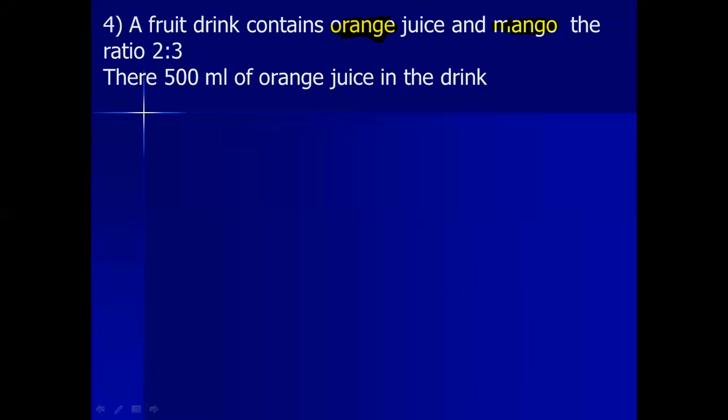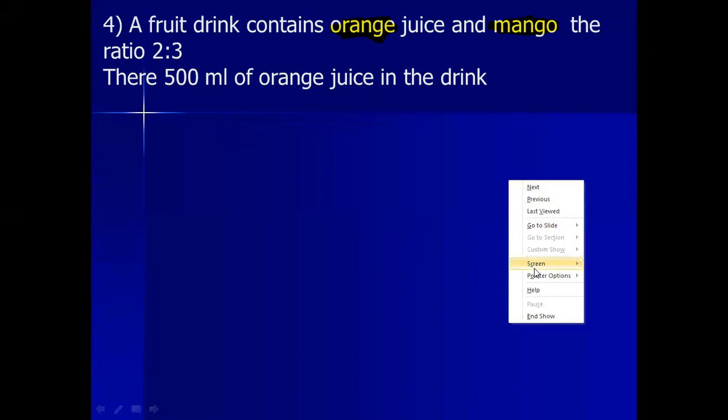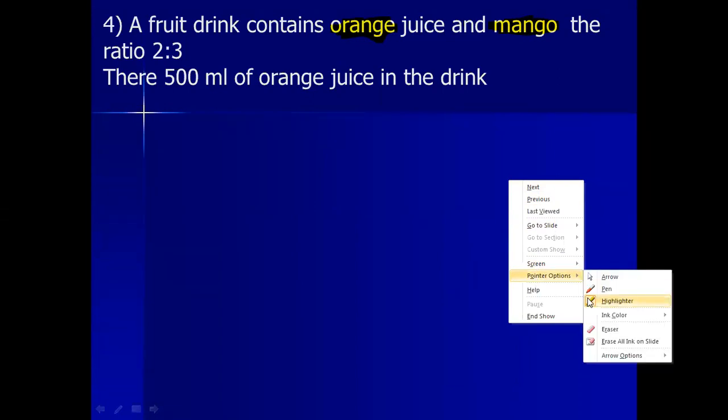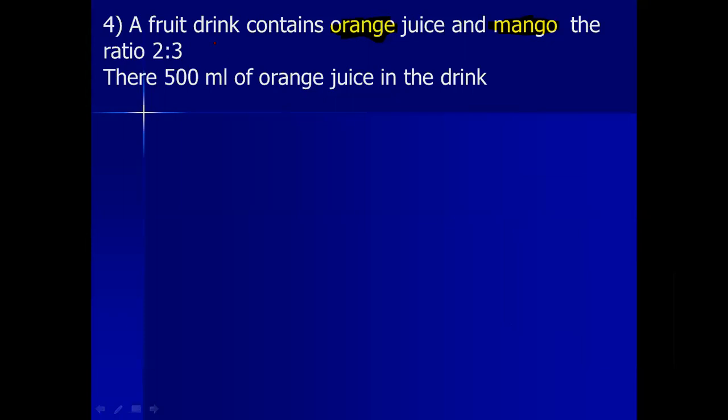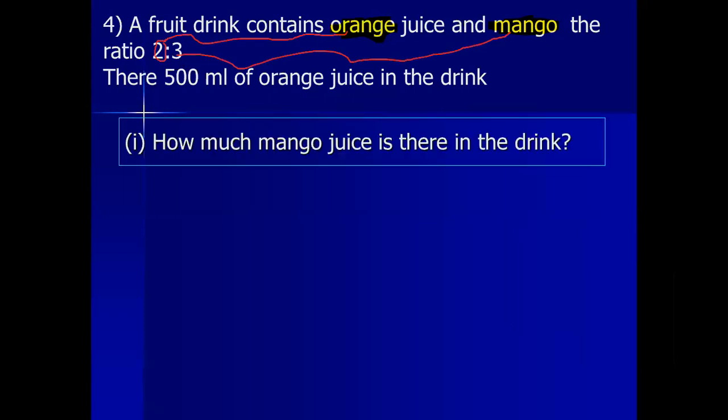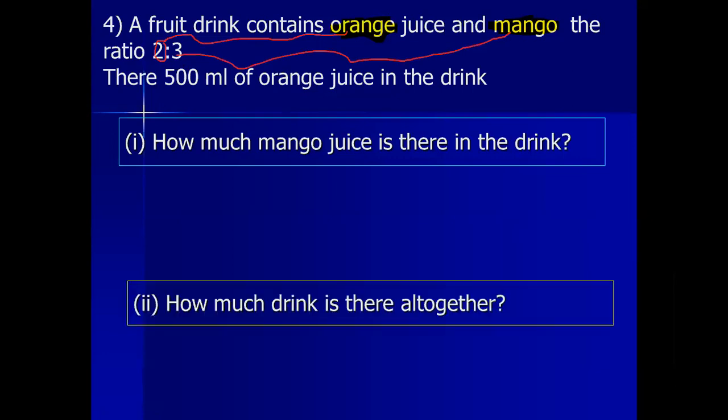So, the first number in the ratio, which is 2, is related with orange. And 3 is related with mango. The order is very important here, guys. There are 500 milliliters of orange juice in the drink. Now, how much mango juice is there in the drink? Part 2, how much drink is there altogether?